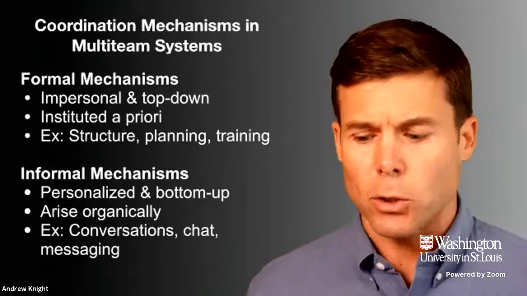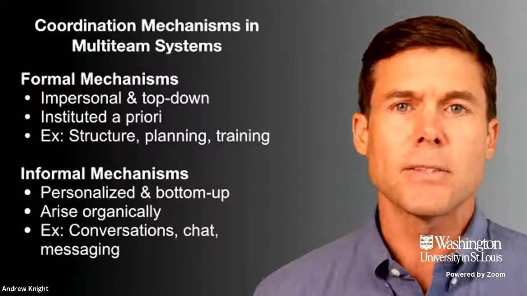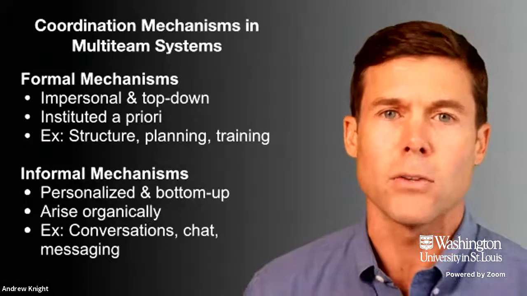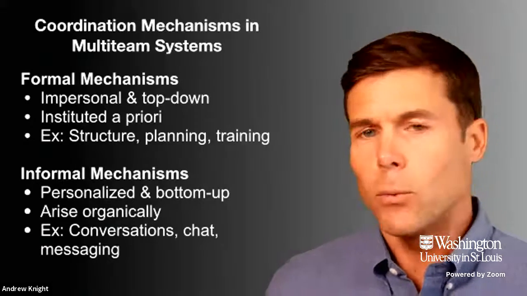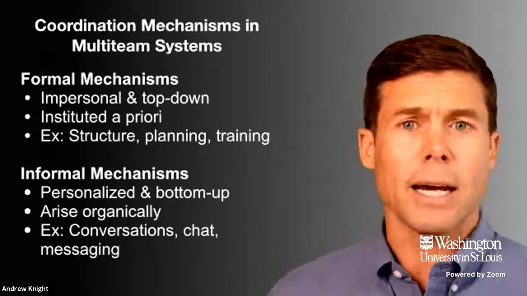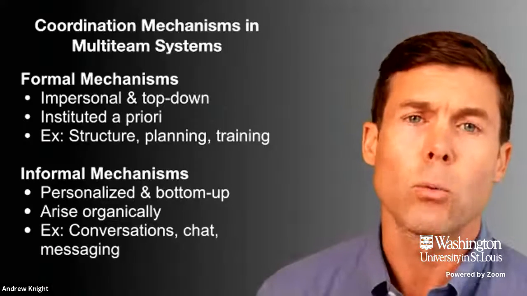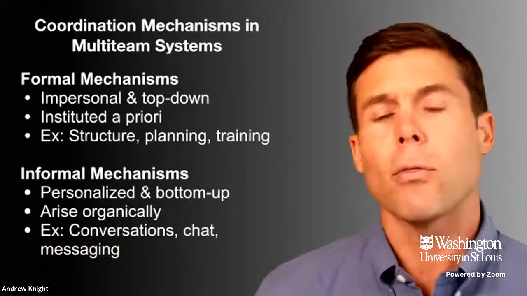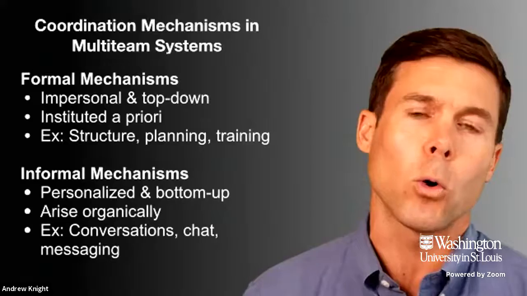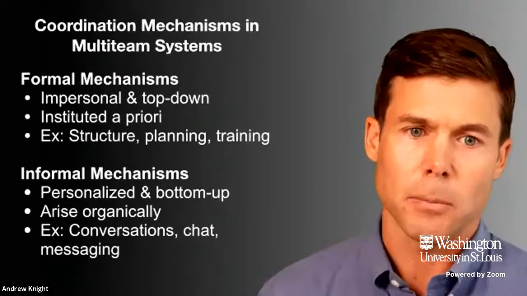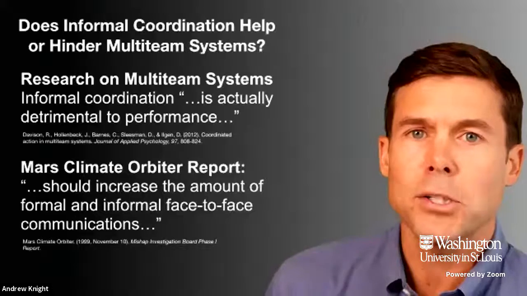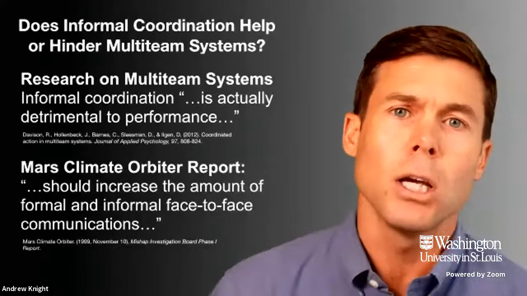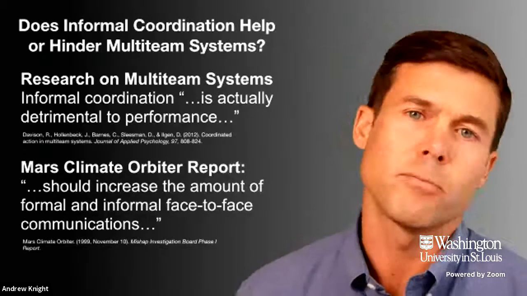Now, in prior research on coordination within multi-team systems, it is abundantly clear that these complex operations require formal mechanisms of coordination. We have to have clear roles, we have to have clear objectives, we have to have clear plans and practices to bring work together. Prior research, though, is far more ambiguous about the value and worth of informal coordination within multi-team systems. And so, the question that motivated our research revolved around whether informal coordination would help or hinder the conduct of multi-team systems.